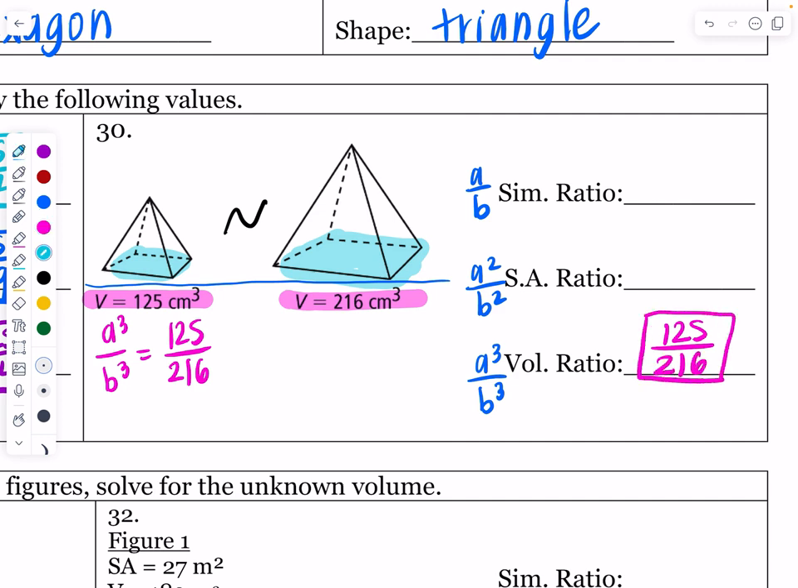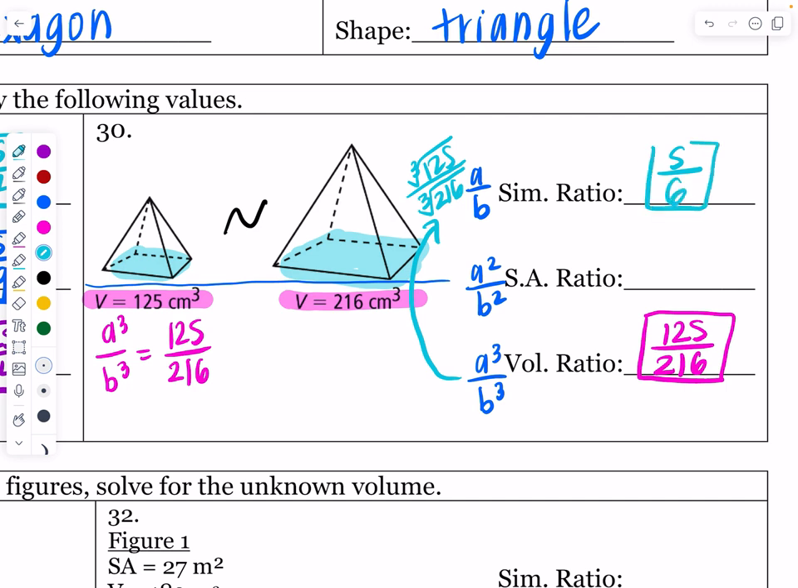So if that's my a cubed over my b cubed, how do I get back to a over b? Well, what is the inverse of cubing something? It's going to be taking the cube root. It's going to be the cube root of 125 over the cube root of 216. You could type that in your calculator. Cube root of 125, we know it's 5. Cube root of 216, I believe, is 6, but let's just double check. 216. Yep, 5 over 6.